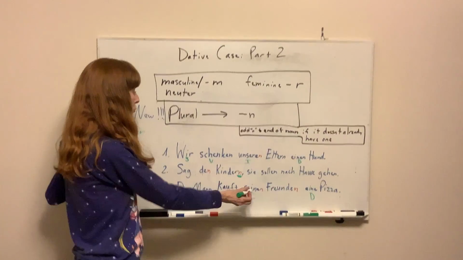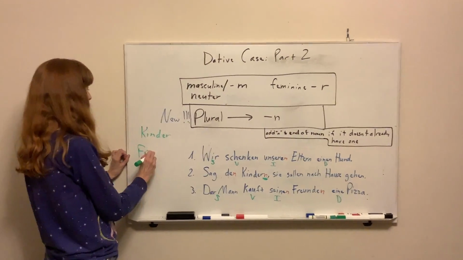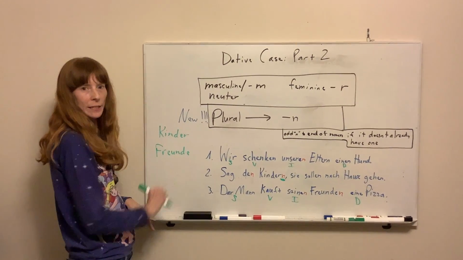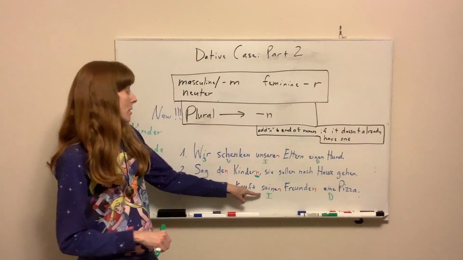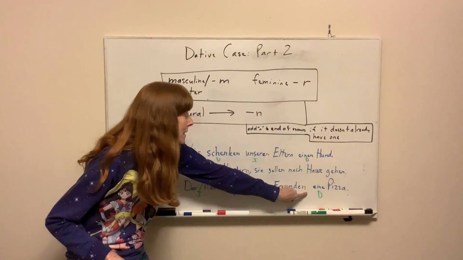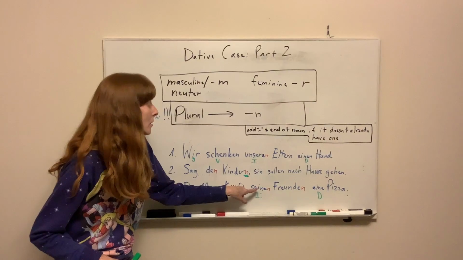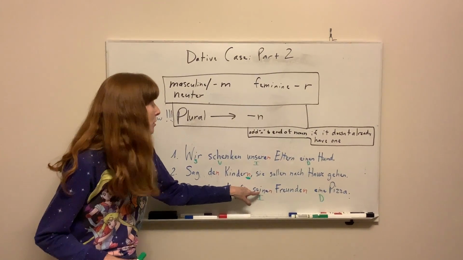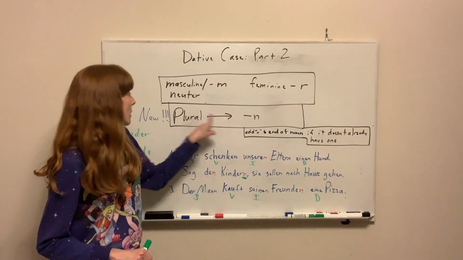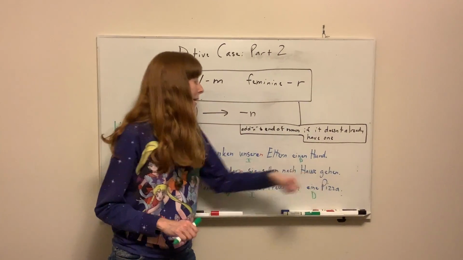Normally when you see the word friends, it looks like this: Freunde. That is friends, plural. It doesn't have an N. But we know that's an indirect object, so it's got to have an extra N at the end: Freunden. And also my, gosh, I can't think of the word here, the possessive adjective has an N at the end of it because we know that plural gets an N there. So: Der Mann kauft seinen Freunden eine Pizza.